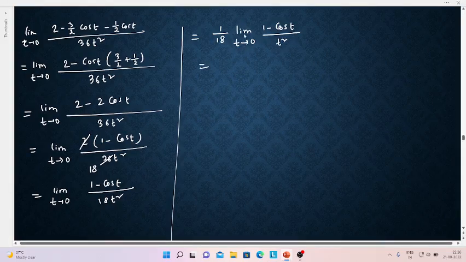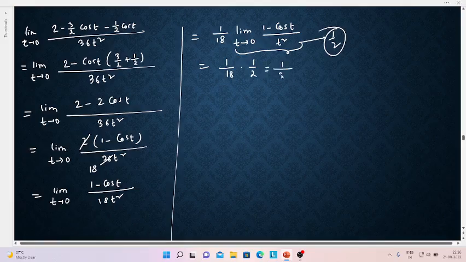When limit x tends to 0, 1 minus cos x over x square is obviously similar as limit t tends to 0, 1 minus cos t over t square, because we are just substituting x as t, right? There is no change. So we can write this particular thing as half, because we have already proved that limit x tends to 0, 1 minus cos x over x square can be written as half, right? So that will become 1 over 18 times 1 over 2. So that is nothing but 1 over 36, right? This is the final answer of the question, right?